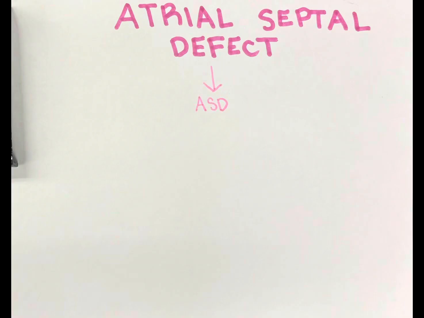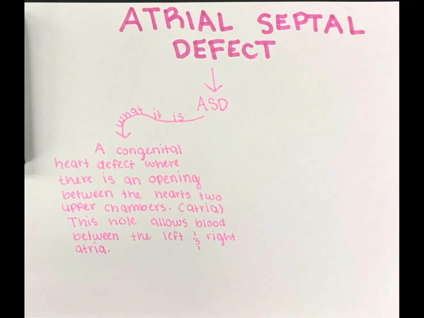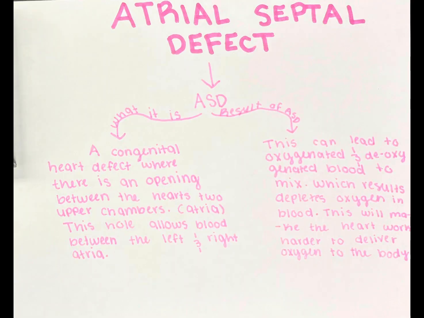Now we're going to be talking about atrial septal defect, also known as ASD. This is a heart defect where there's an opening between the heart's two upper chambers, which is a hole that allows blood between the left and right atria. This is a harmful condition because it can lead to deoxygenated and oxygenated blood mixing in the body. This is harmful because it makes it more difficult for the heart to deliver oxygen to the body.